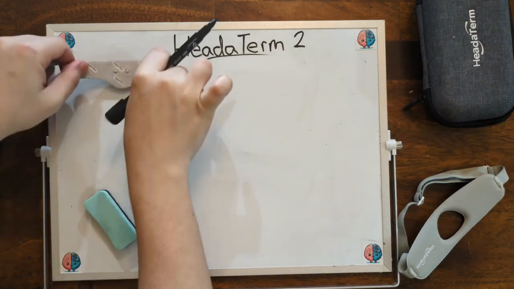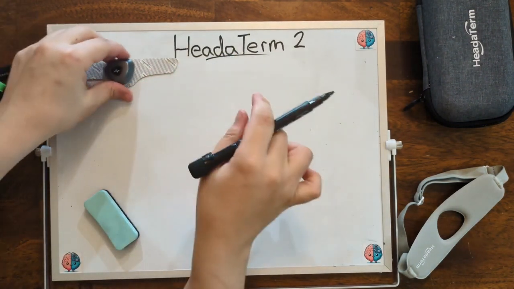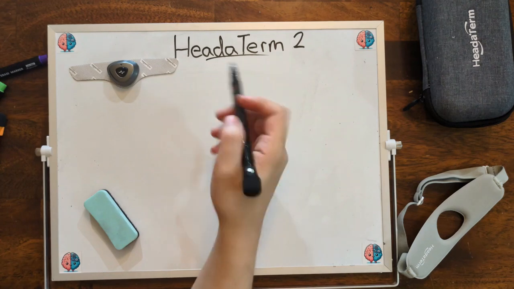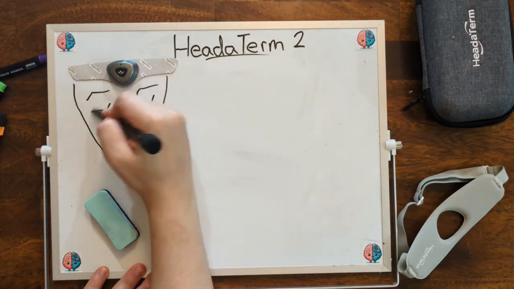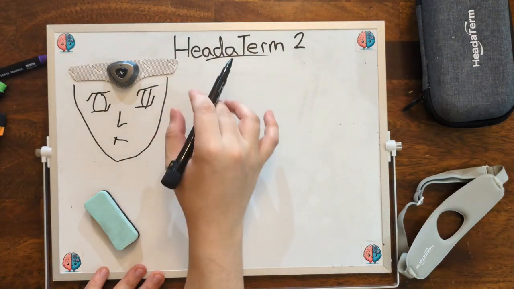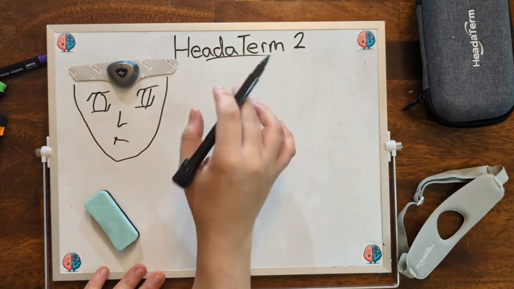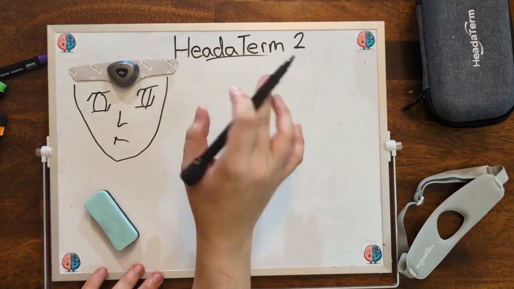Let's talk about how HeadaTerm 2 works to provide migraine relief without medication. So we start by placing the device on the forehead. Let's say this is a face here. I'll get into more detail on how to turn it on and its functionality in other videos, but this is going to start our journey.